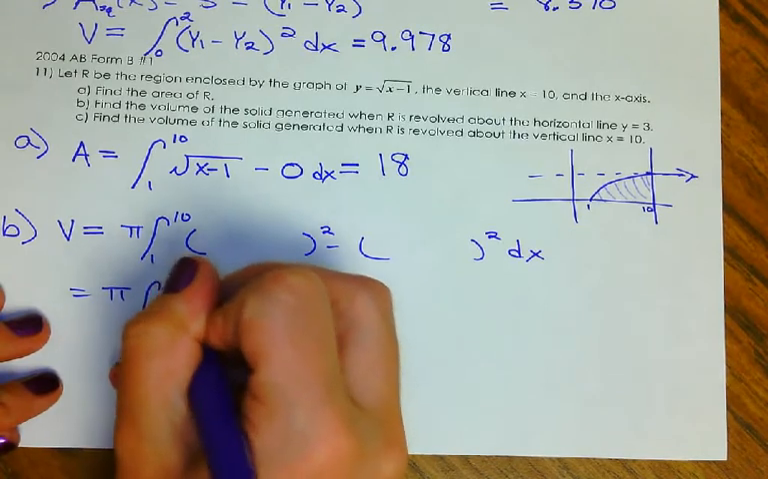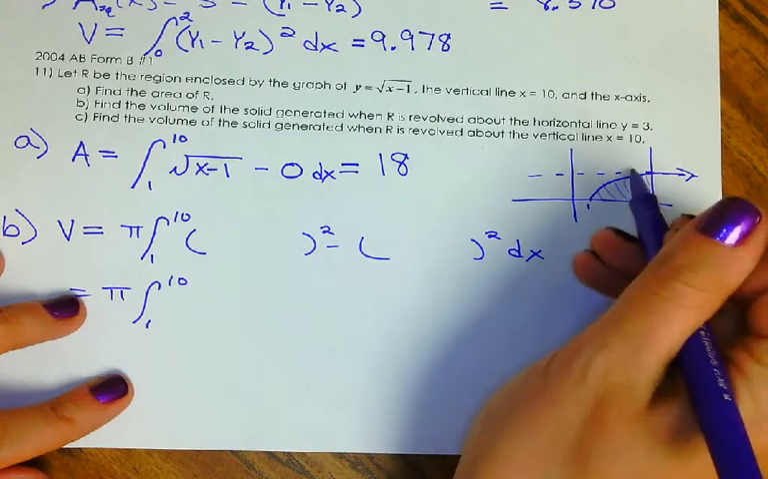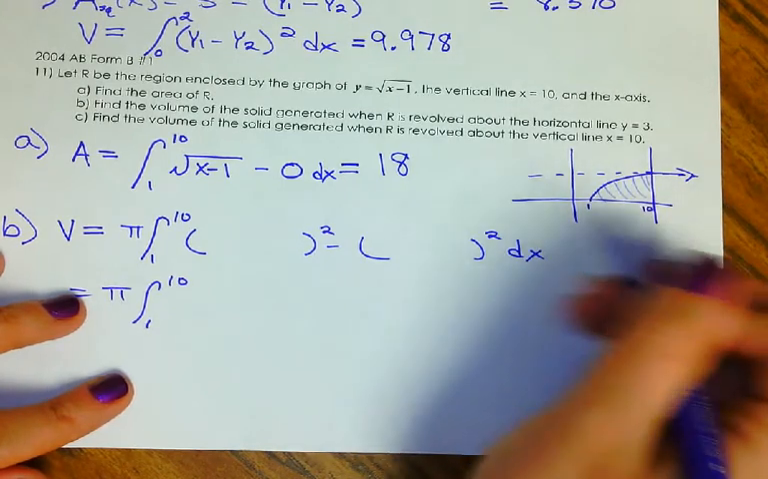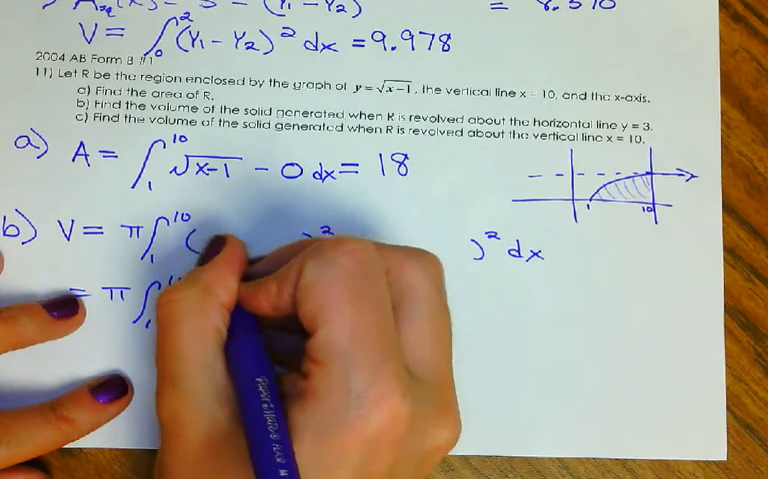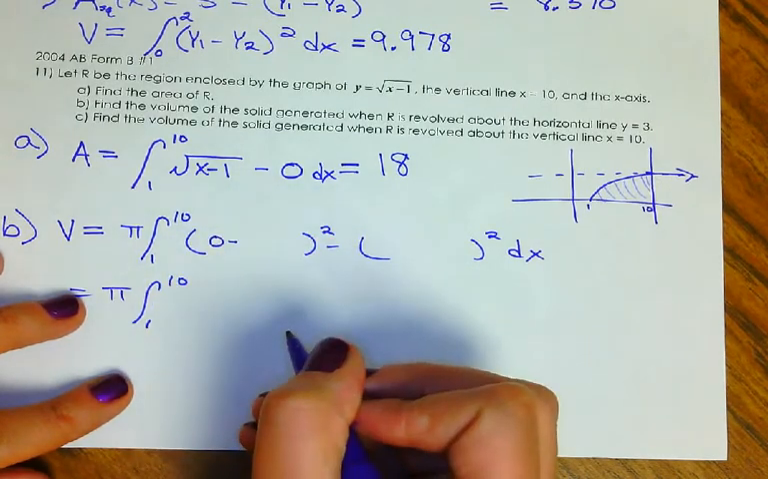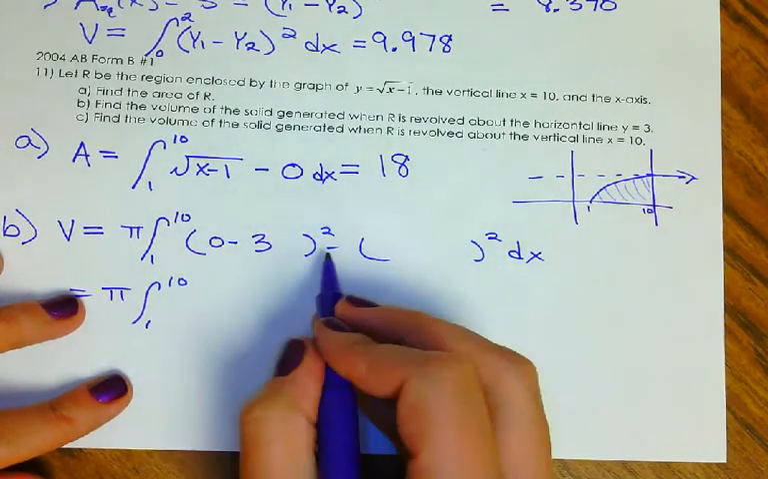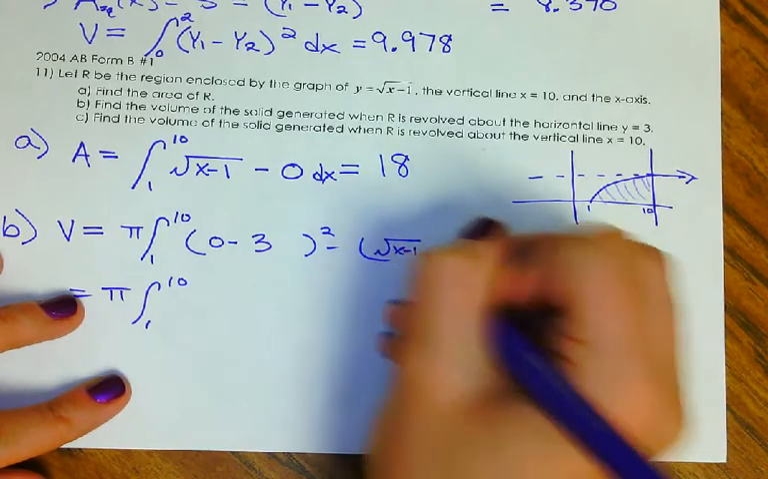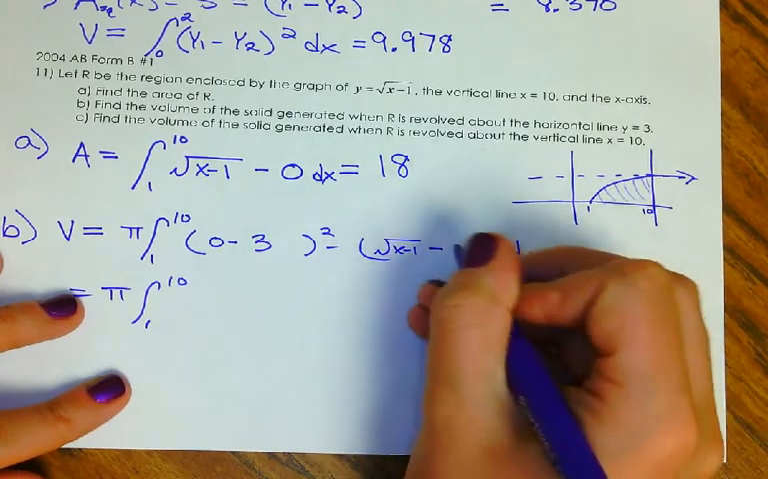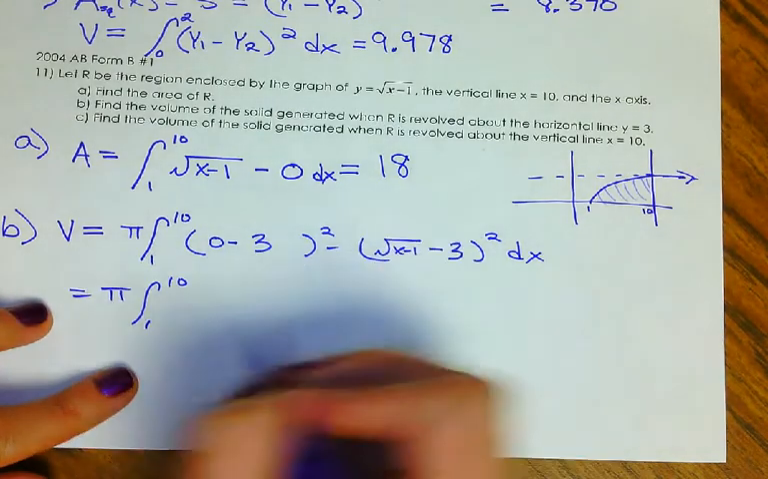So we've got pi, the integral from 1 to 10, and we're going to do the outside minus the axis of revolution. So the outside is actually the curve on y equals 0. So it's going to be 0 minus the axis of revolution, which is 3, and then minus the inside curve, which is square root of x minus 1 minus the axis of revolution, like that. So there's kind of your setup.